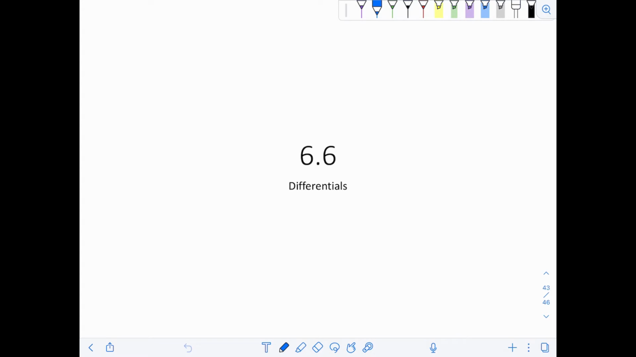In this class, we're only going to cover a little bit about this concept called differentials. And really, we're covering this section to talk a little bit about notation, which is going to help us when we get to the next chapter on integrals.